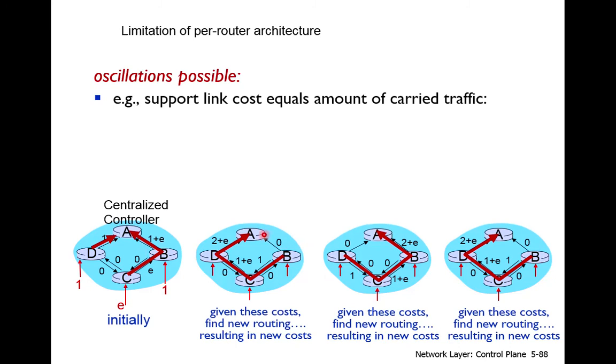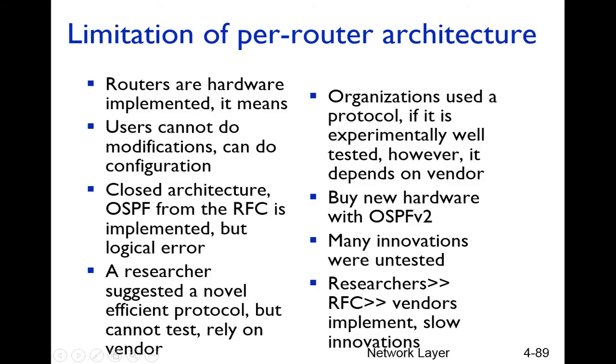So this oscillation problem was discussed. Why did it arise? Because node B doesn't know that C and D have also decided to use this path. The control plane at B decided this path, and the C control plane also decided this path. So router B's control plane doesn't know that the C and D control planes have also decided this path. This problem is also addressed in SDN, because in SDN we have a centralized control plane. The centralized controller computes the path for B, C and D, so this problem will not arise.